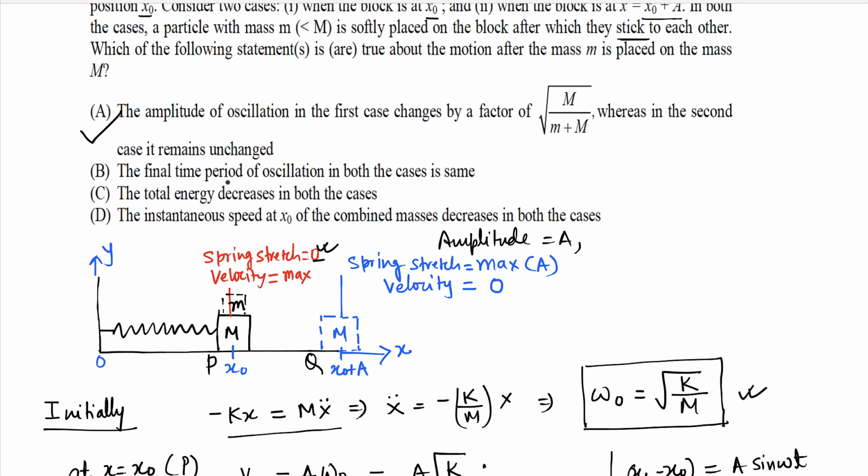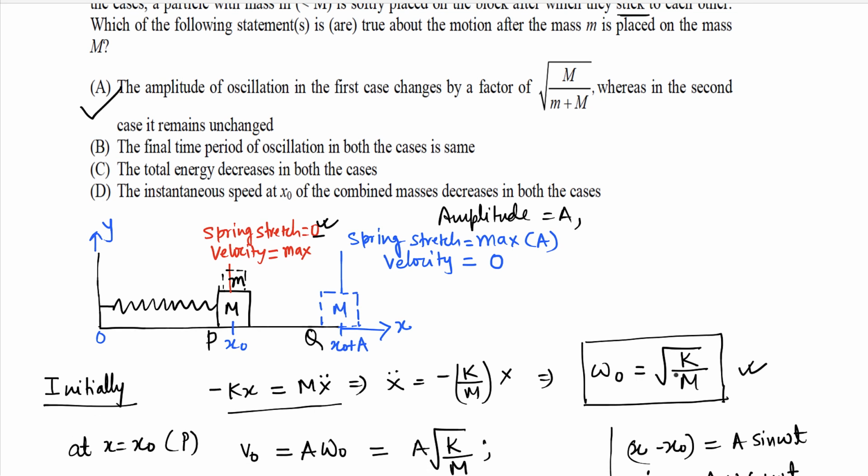Second, final time period of oscillation in both the cases is same. That's correct because finally it becomes root k by m plus m. So this is also correct. The total energy decreases in both the cases. We just saw that the energy decreases only in the first case because it has to reduce the amplitude. Second case, it doesn't change. So this is not the right answer.